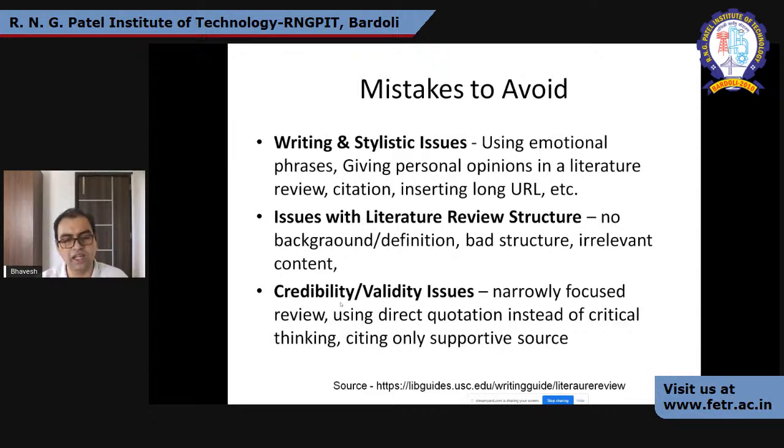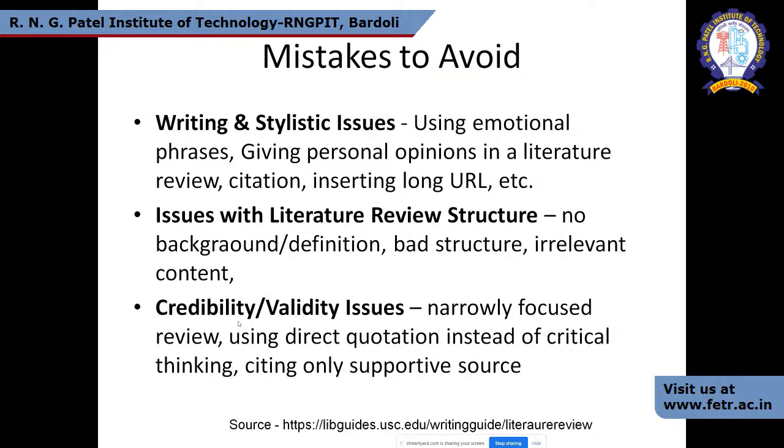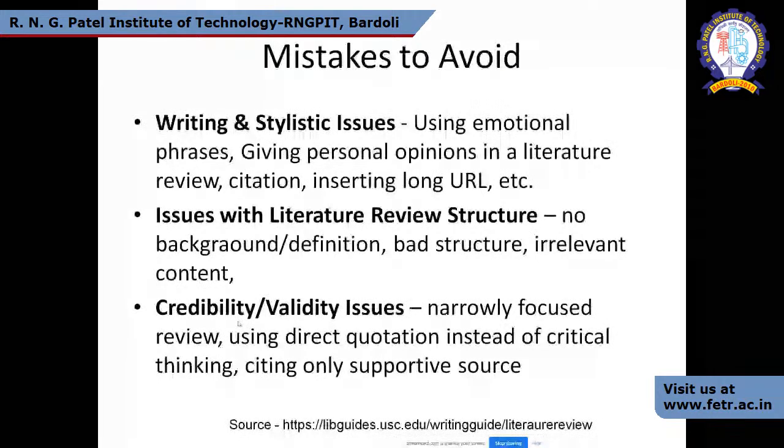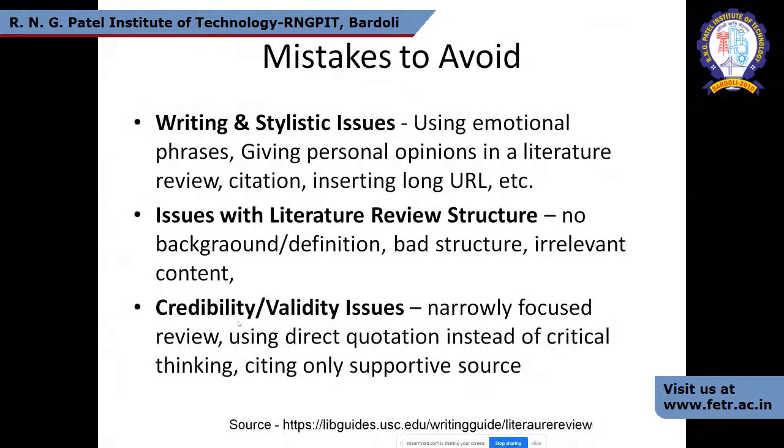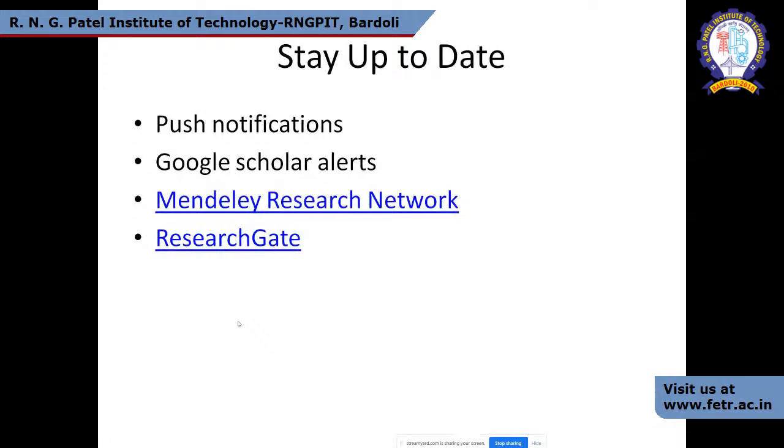Sometimes we cite only a few references, not all the references. We need to cite as many references as possible, right? Not only the supportive references. So we should remember these things when we write a review paper. Then we also need to stay up to date. As I told you about Google Scholar alerts, we can use them so that we remain updated about the research in a particular domain. Then we receive a notification or alerts.